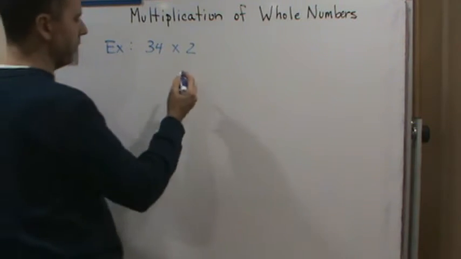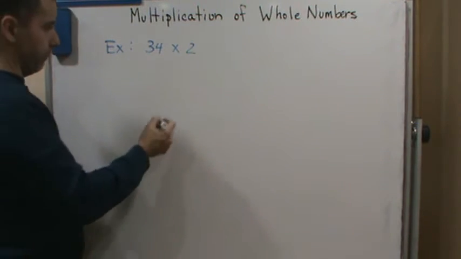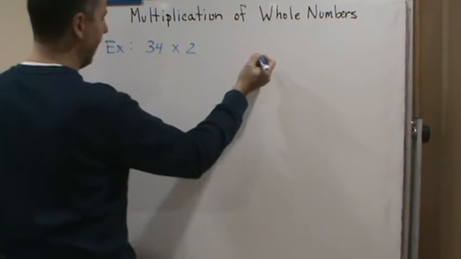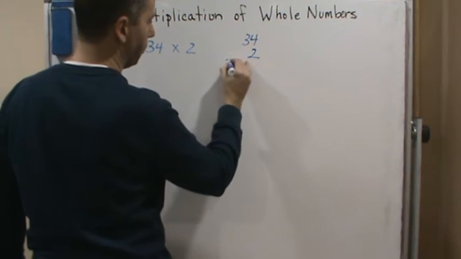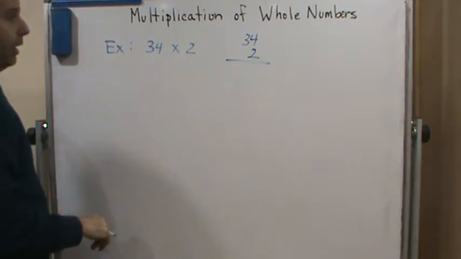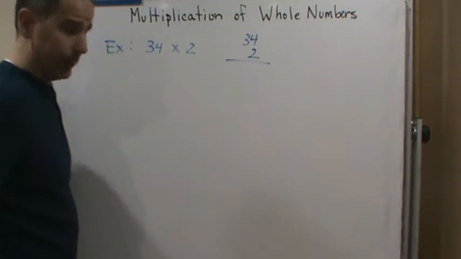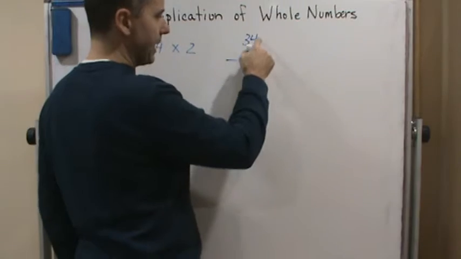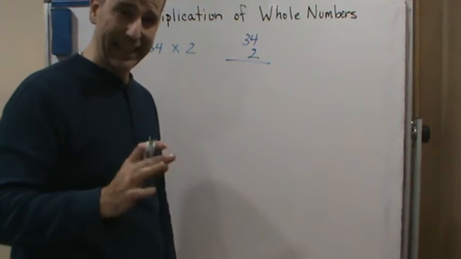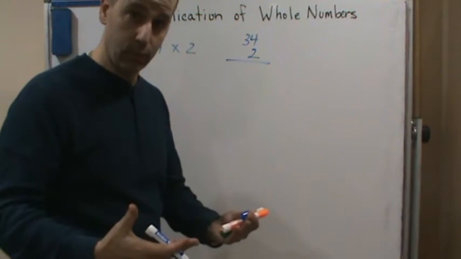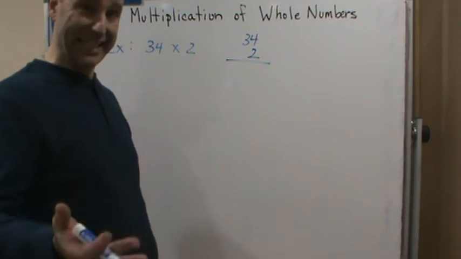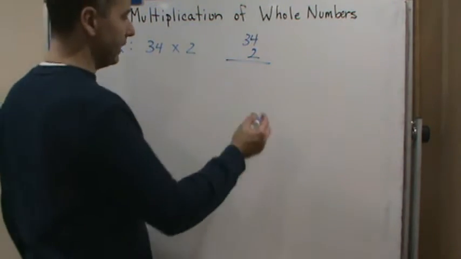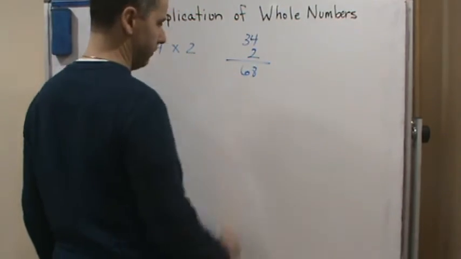So now, how do I do this? Well, I'm going to write it vertically, 34 times 2. A couple of things to realize here. What is 2 times 34? Remember, anything multiplied by 2 is doubled. So basically what you're asking is, what is double 34? 68. So immediately we can know that the answer is 68.